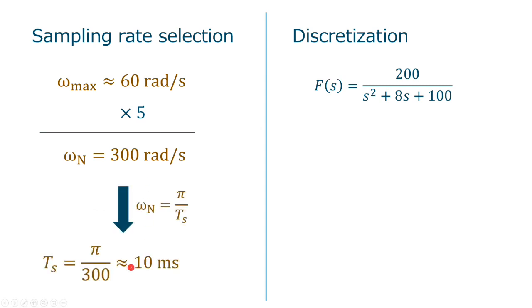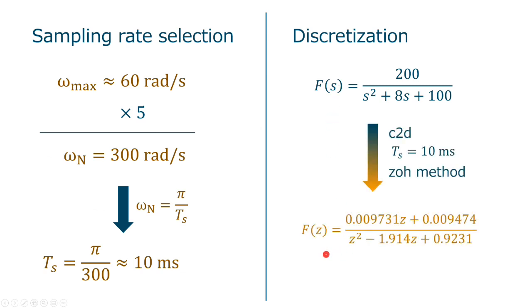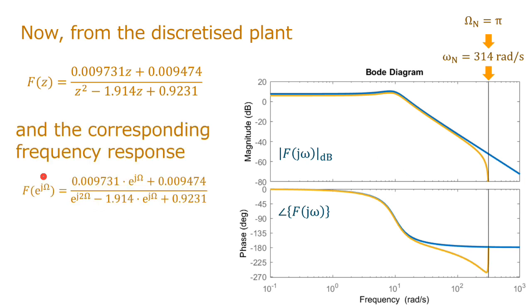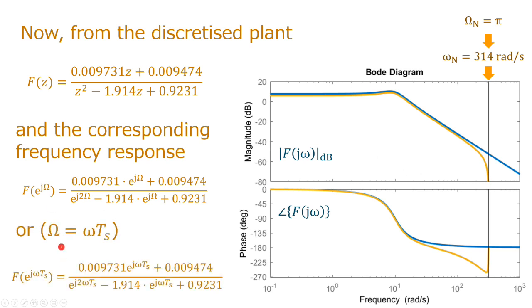So let's take a sampling rate that will ensure that we have the Nyquist frequency at least 5 times the maximum frequency. Okay, using this sampling rate, let's do the discretization of the initial plant and we get FZ. So of course we are using the ZOH method, from continuous to discrete with the sampling rate selected. Now from the discretized plant, you have the corresponding frequency response in omega, in radians per second.